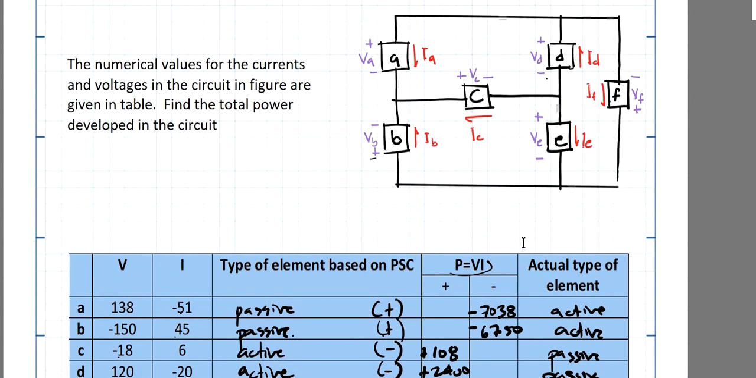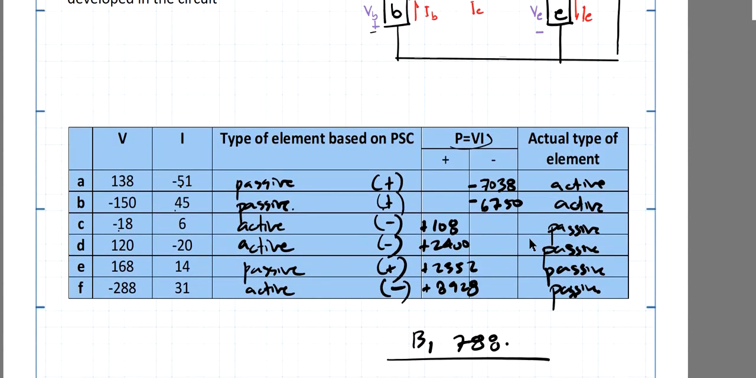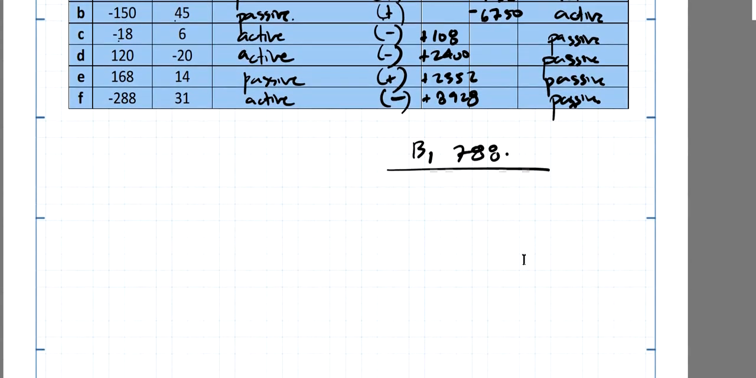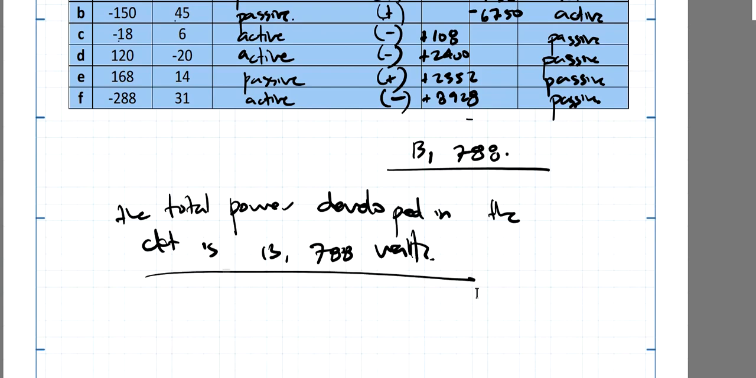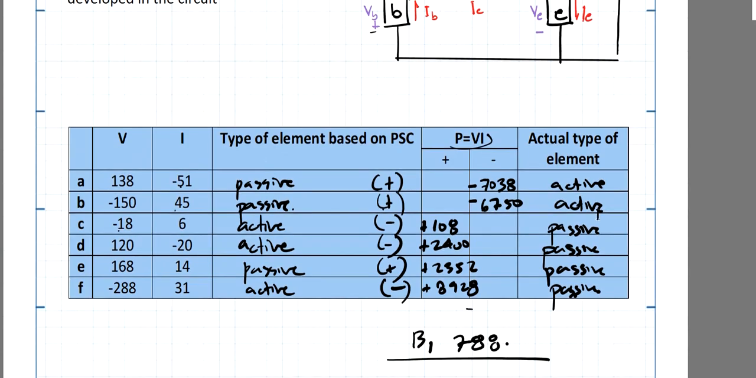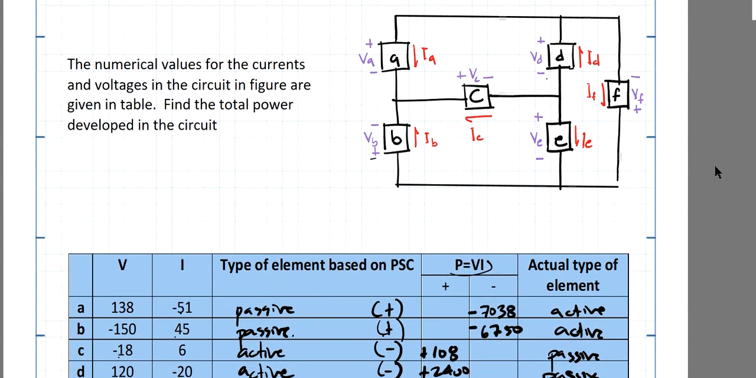So the total power developed in the circuit is 88 watts. Okay, so basically that's all that we're going to do for now.